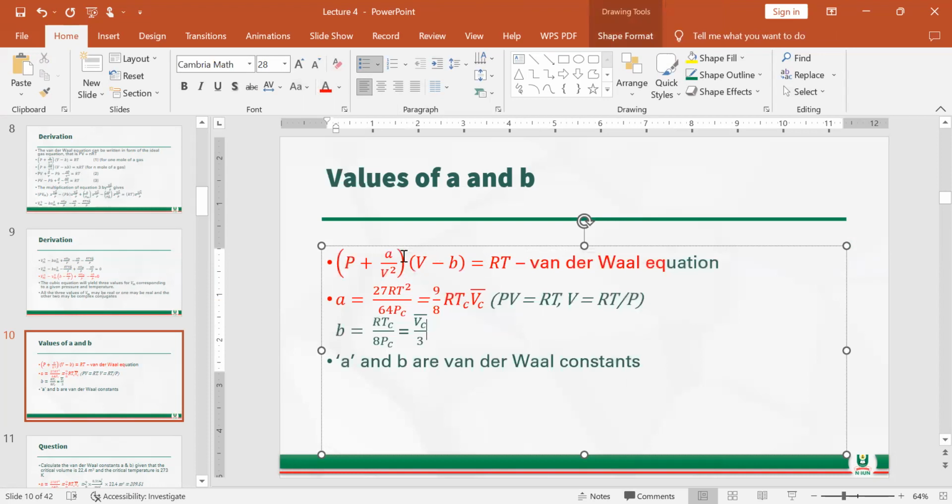You should know this formula. This is the van der Waals equation for 1 mole of gas. This is how to calculate the van der Waals constant: a is equal to 27 R squared Tc squared over 64 Pc. So that is the most important thing you should know. Calculate the van der Waals constants a and b.